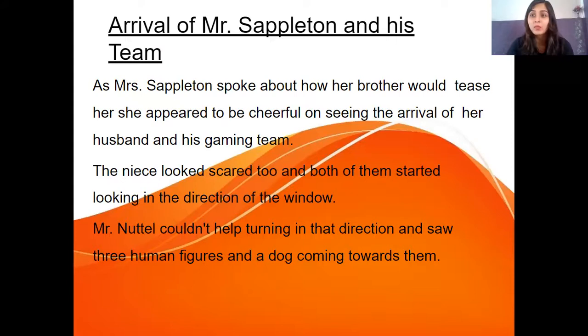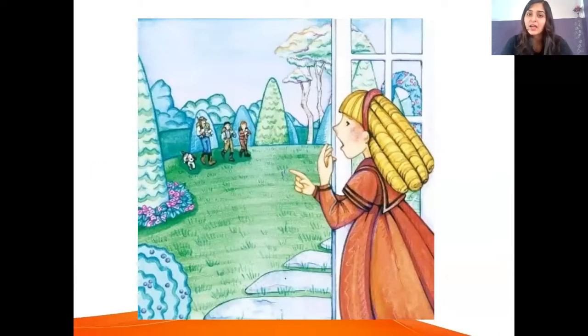So Mr. Nuttall couldn't help turning around. As the lady says, there my husband has come, he's thinking they are dead, right? So he's very scared. And sometimes it happens that we feel that something is behind us. There's nothing behind us, but we feel that there's someone there, and we tend to turn around and look. So he could not help turning in that direction, and then he saw three human figures and a dog coming towards them. Three human figures, right? They were real human beings, but Mr. Nuttall was so scared because he thought that they were dead people. So there she's giving a reaction of how are they coming?